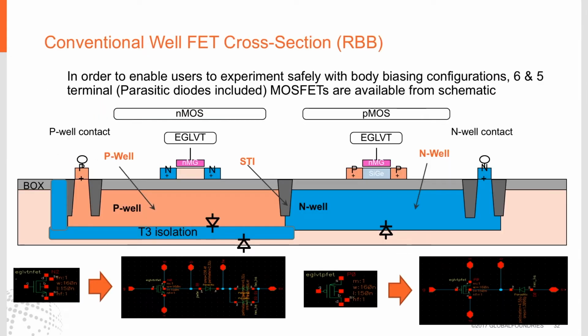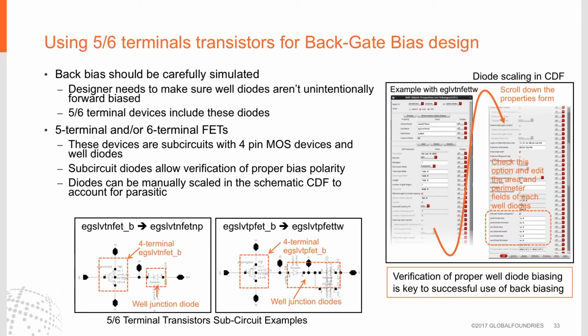Here we see a cross-section of the conventional well FETs, a conventional NMOS device on the left and a conventional PMOS device on the right. As with the forward body bias situation, there are diodes between the various wells and the bulk, and the models underneath show the additional terminals added to the schematic models to take these diodes into account. Again, these extra terminals are intended to assist the designer in avoiding a forward biased condition during simulations. The purpose of using 5 and 6 terminal devices is to avoid forward biasing the underlying well diodes.